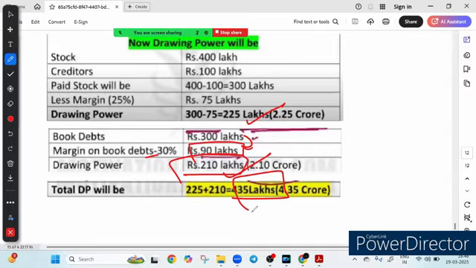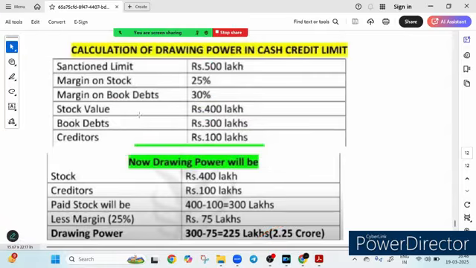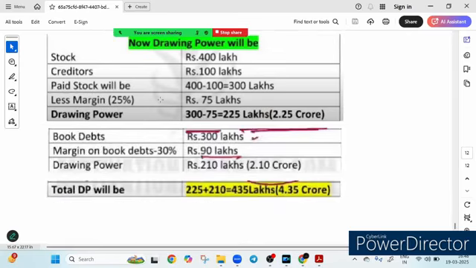So although the bank sanctioned, how much has the bank sanctioned? See, the bank has sanctioned 500 lakh. This is the sanction limit. Although the bank has sanctioned 500 lakh based on the business stock and receivable, the company can actually draw 4.35 crore at this point, right? It is how banks stay cautious and protect themselves while still helping business run smoothly.